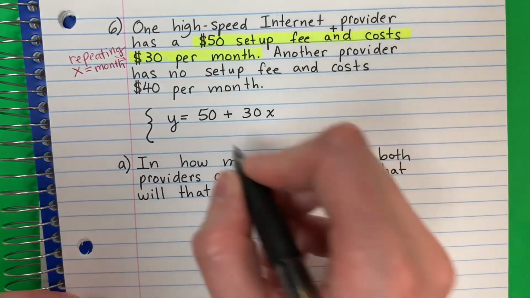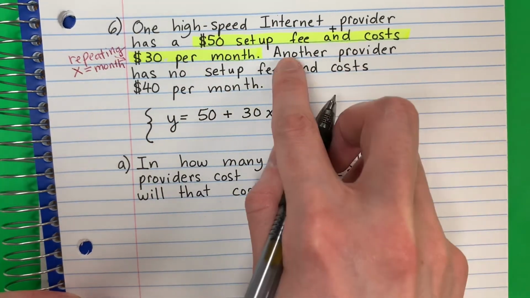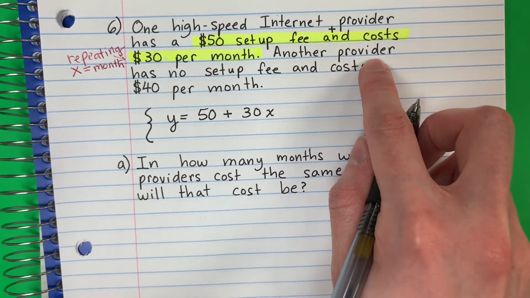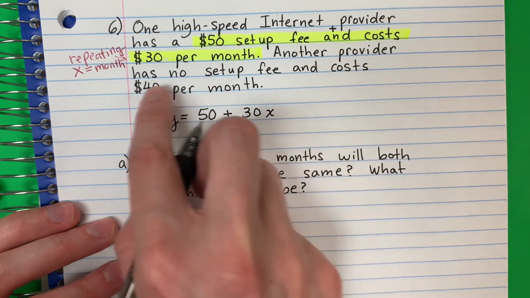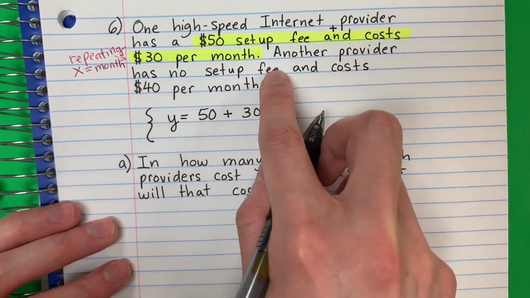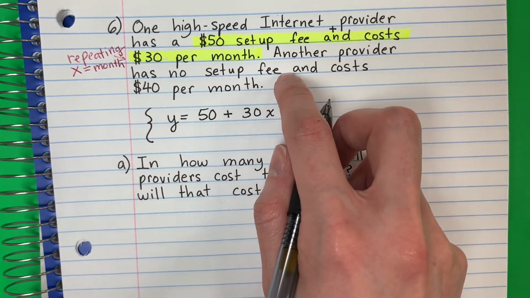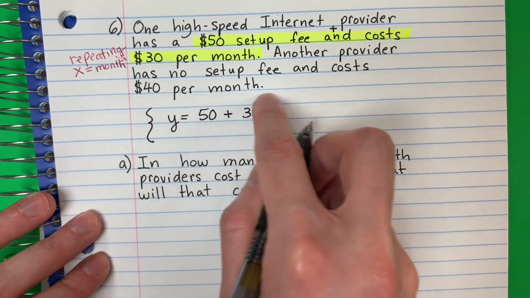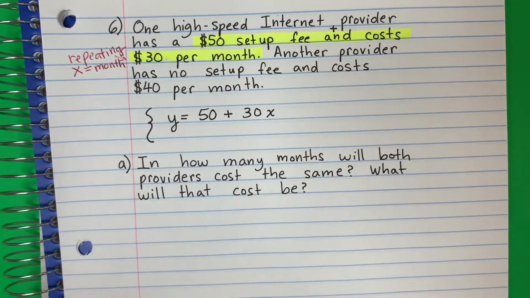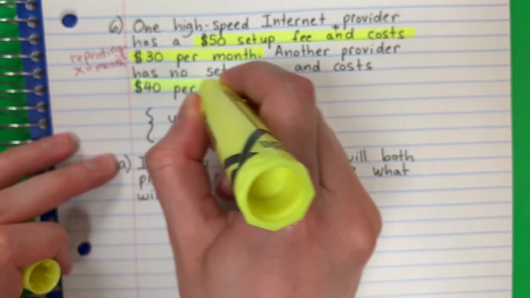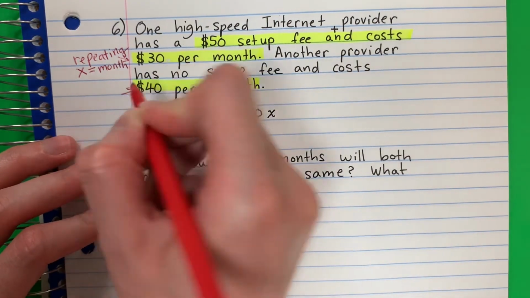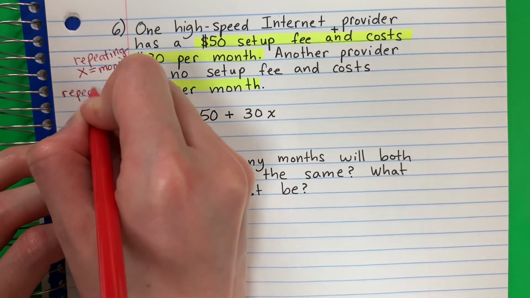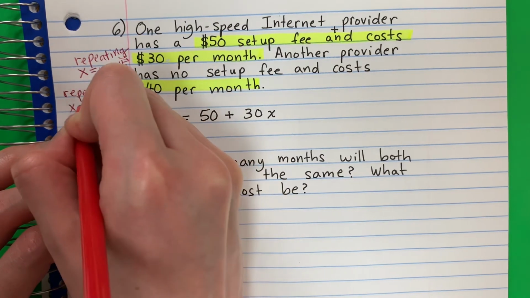Okay, so now we're on the other one. Another provider, otra compañía, so a different equation, diferente ecuación, has no setup fee and costs $40 per month. No tiene costo para poner la máquina, pero cuesta $40 por mes. So I only have one number, solamente tengo un número, $40 per month, $40 por mes. So this one is repeating too, repitiendo. And I'm going to put X, which is month.